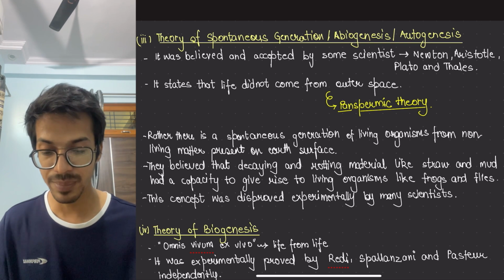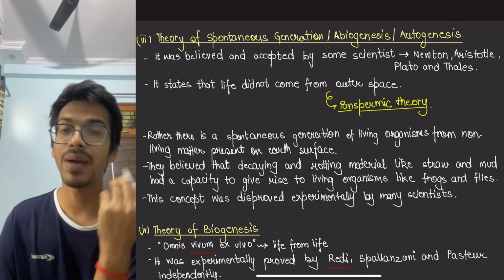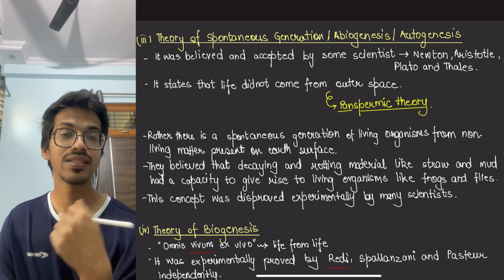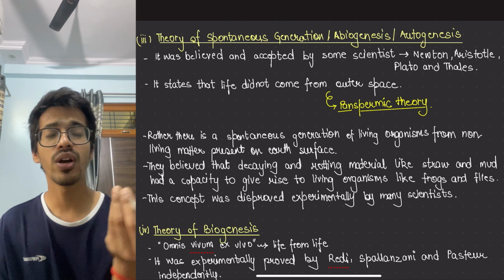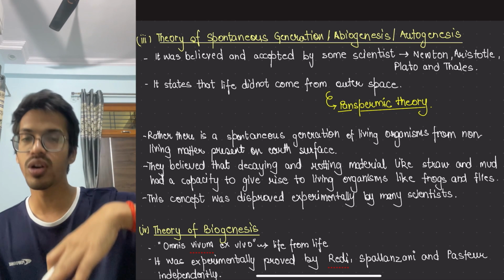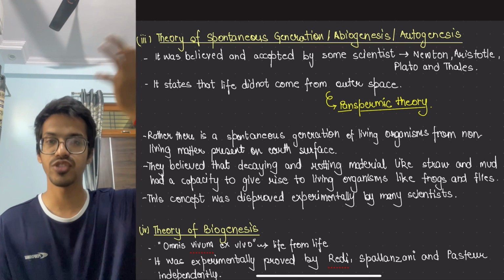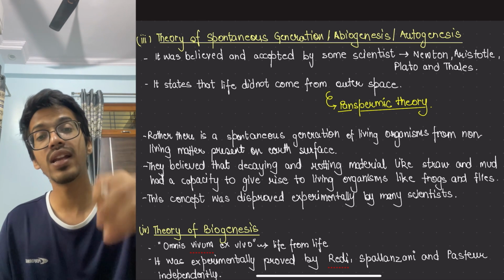And there was one more theory, the theory of panspermia. Panspermia says that molecules or spores of living organisms came to planet Earth from another planet through meteors. You know there are meteors and asteroids, so they came to planet Earth, and with them came the life forms.